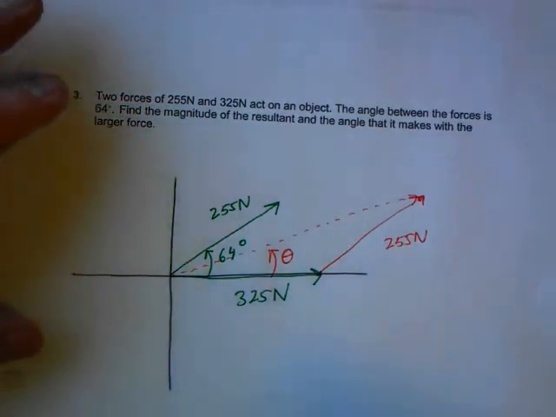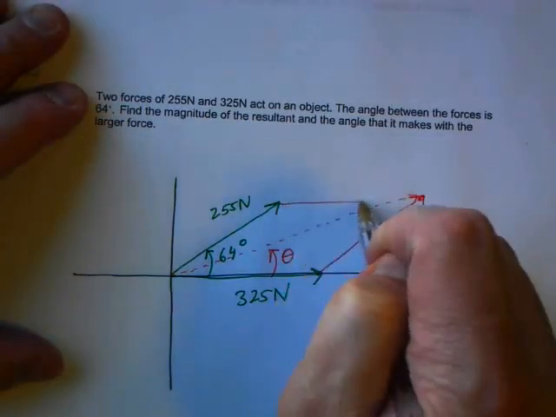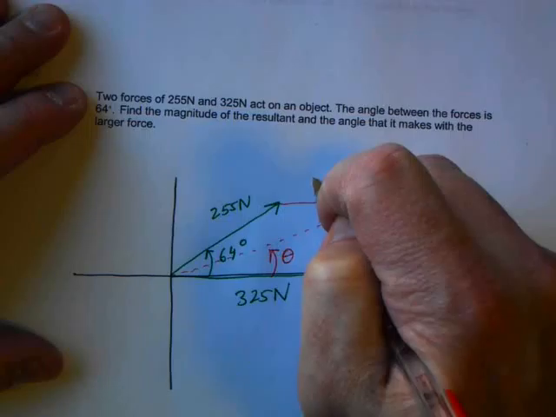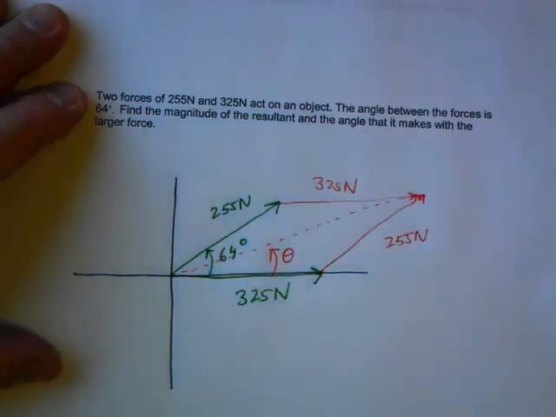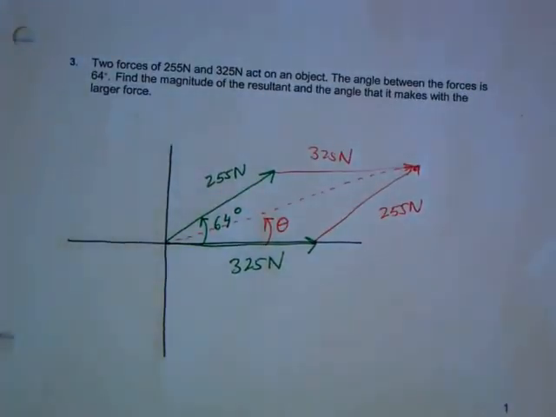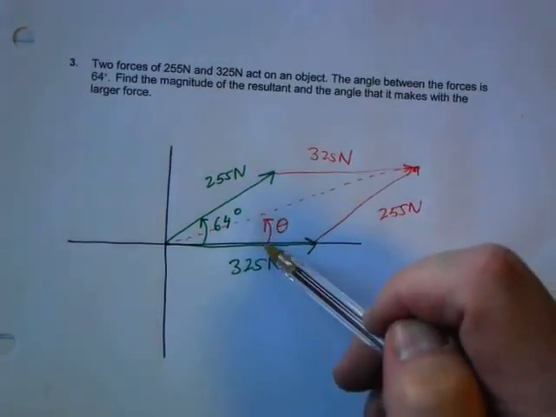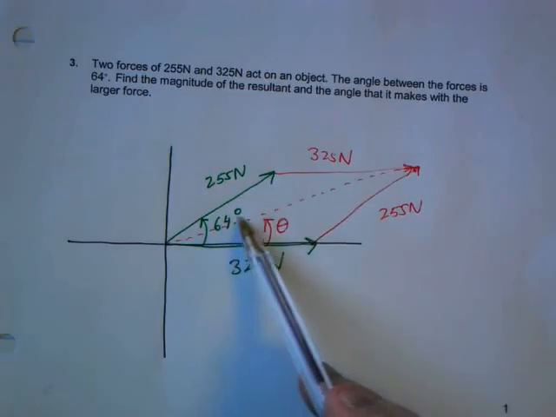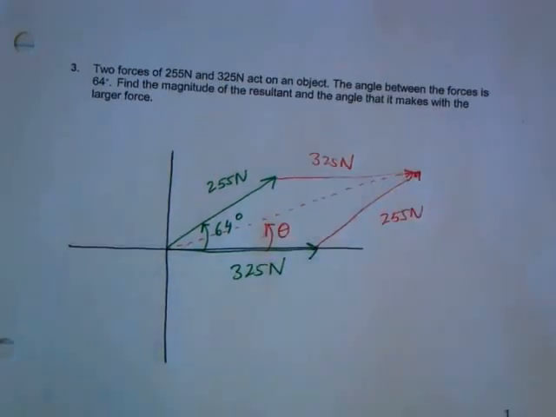All right, I'm also going to draw this vector here. This one would have length 325 newtons. All right, so any ideas on how to find either the angle or the length of the resultant vector? Can you do the law of sines? You're close. It's not the law of sines, it's the law of cosines.